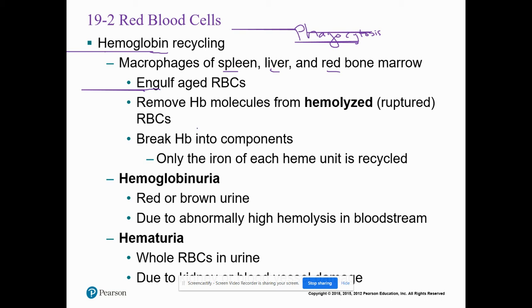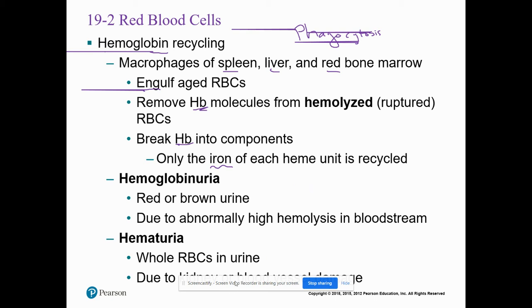phagocytosis. They will engulf and eat them. When the macrophages do that, they'll remove the hemoglobin molecules if the red blood cells have been ruptured, and they'll take the components of the hemoglobin and they'll reuse them. This is a way to recycle iron. So they're going to literally pull this iron off and reuse it. So that can be done.